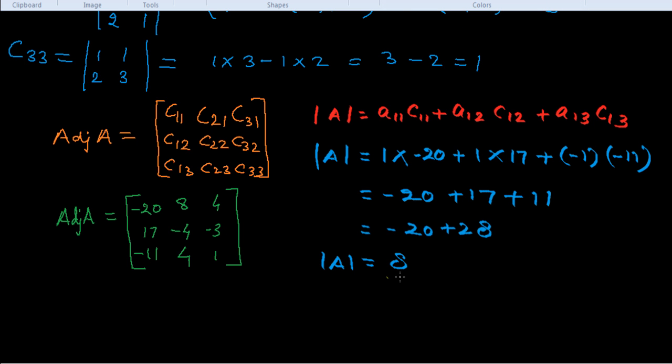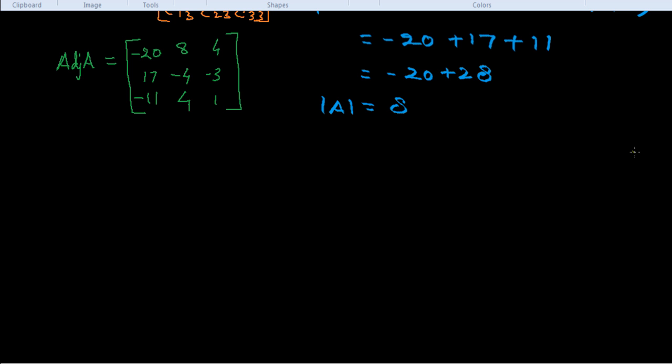So the determinant is not zero, it is a non-singular determinant. It means the system is consistent. First answer we have got here: the system is consistent. The consistency shows that the value of the determinant is not equal to 0.